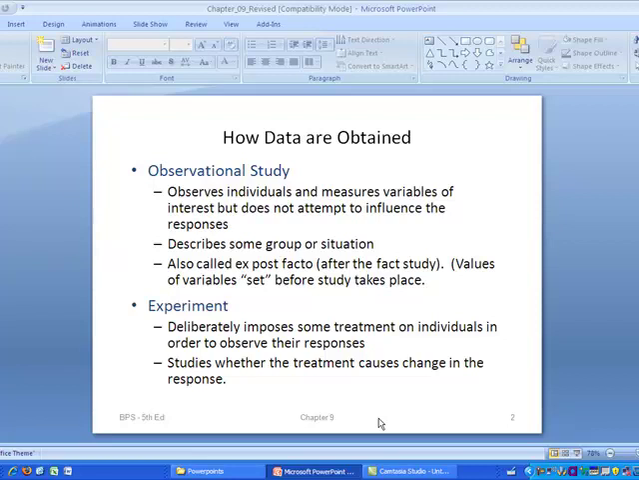Literally, you're observing, describing some group or situation. We call this ex post facto, after the fact study. Values of these variables are set before the study takes place. Whereas in an experiment, we deliberately impose some treatment on individuals and we look at what the responses are. It studies whether treatment causes change in a particular response.